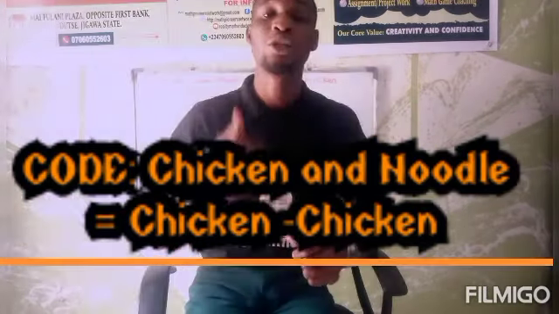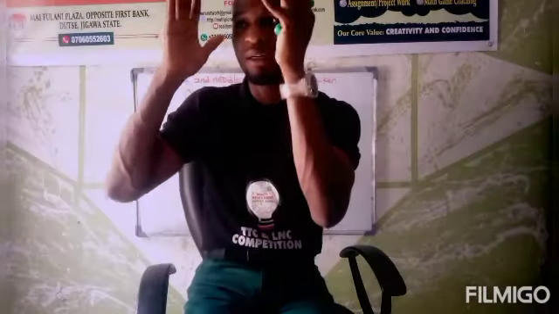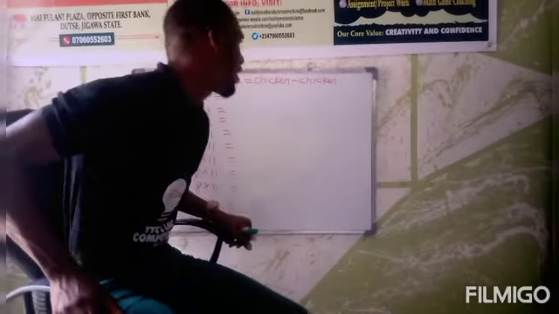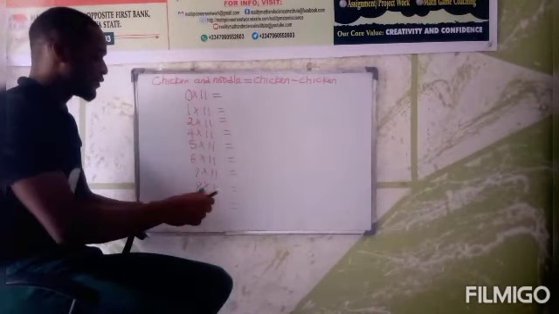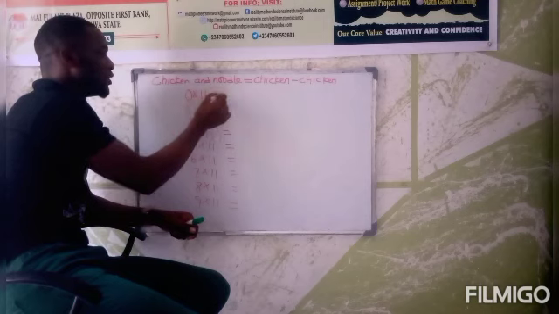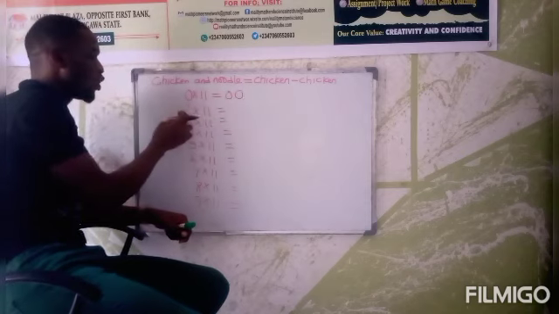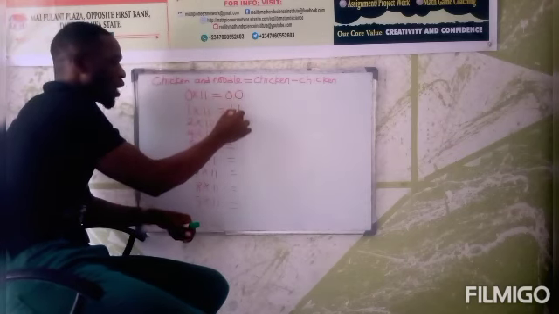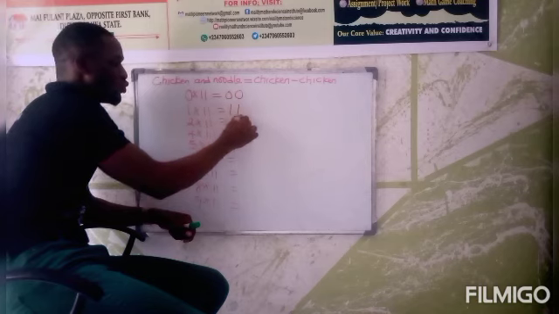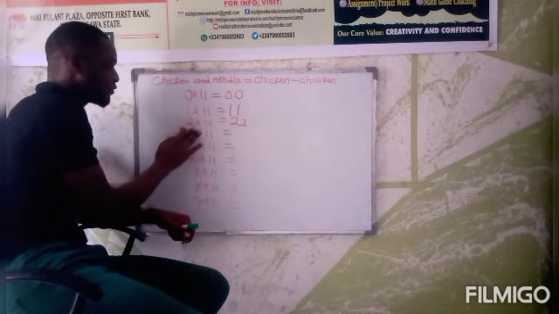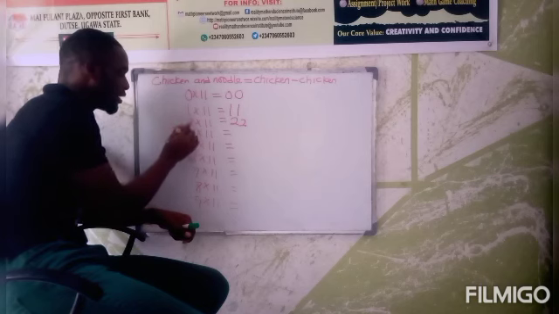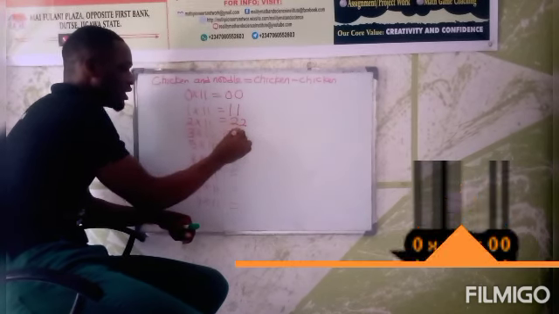So all your unit digits are chickens, while your 11s are tagged as noodles. So let's take a look at how we can use that to solve our mathematical problems. Let's look at this. Chicken and noodle is chicken. 0 and 11, 0. 1 and 11, 1. 2 and 11, 2. Now, if I have 3 and 11 here, 3 and 11 will be 3.